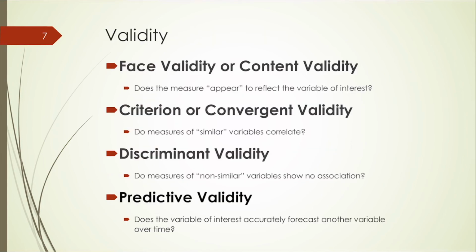Now, validity. You have face validity, or what we call content validity. That means it appears to be valid. We really haven't tested it or standardized it yet, but on its face, it appears to be valid. And then you have criterion, or what we call convergent validity. Do measures of similar variables correlate? Do you get the same measurement, or do you get the same outcome using other variables that are similar? Discriminant validity. Do measures of non-similar variables show no association?